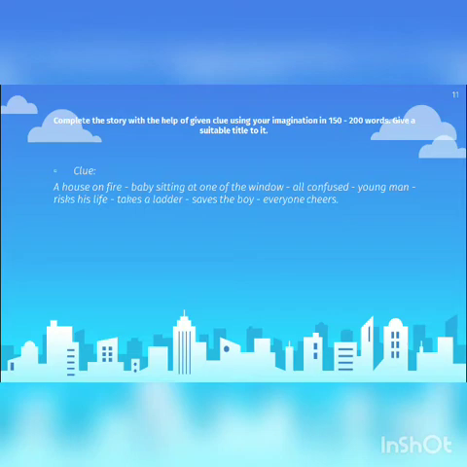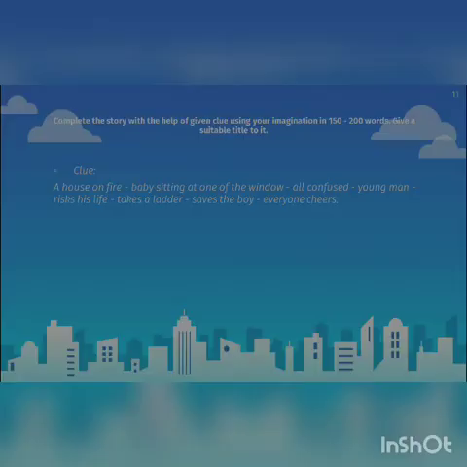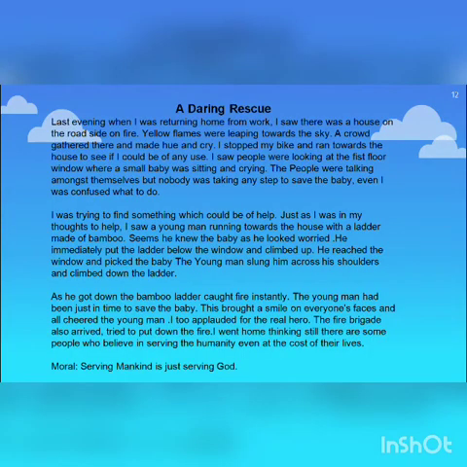A house on fire, baby sitting at one of the window, all confused. Young man risks his life, takes a ladder, saves the boy. Everyone cheers. Let us read the story. A daring rescue.